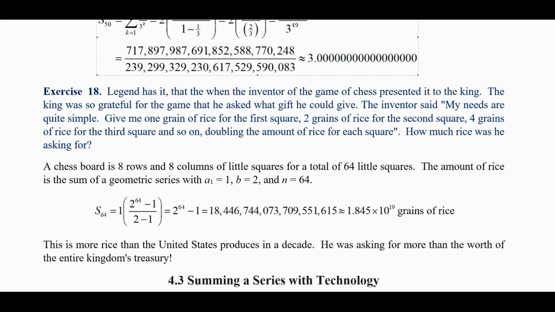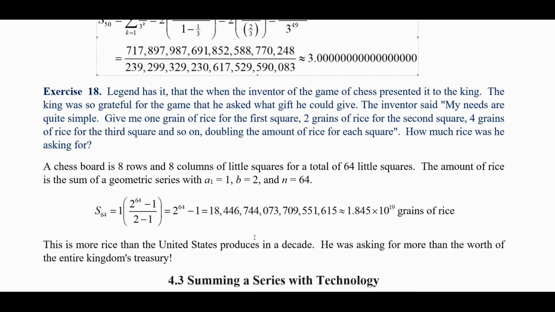Again, I had my fancy calculator work this out. Let me see, thousands, millions, billions, trillions, quadrillions, quintillions. It's 18 quintillion 446 quadrillion and so forth, 744 trillion 73,709,551,615, or about 1.845 times 10 to the 19th grains of rice.